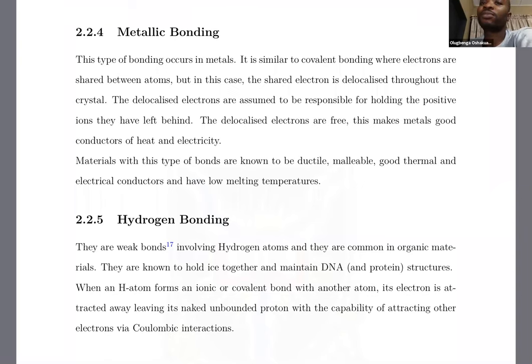Metallic bonding. We cannot talk about metallic bonding without talking about the properties of metals, which include that they are very good conductors of electricity and heat. Why are they good conductors of electricity? Because their electrons are free to move. The electrons move about freely. The electrons are delocalized. Because of the ability of the electrons to move freely, that is why they conduct electricity easily. And it is these free electrons that move about, the delocalization of these electrons, that solidifies the bond between the metallic atoms.